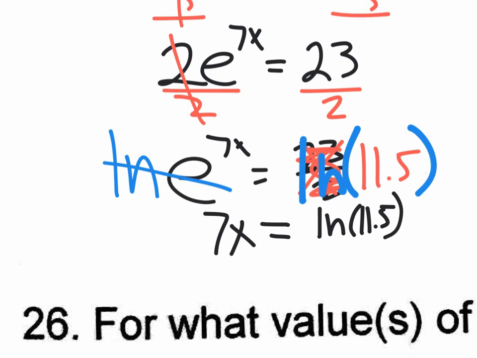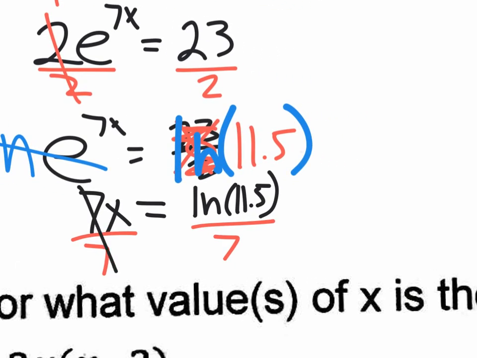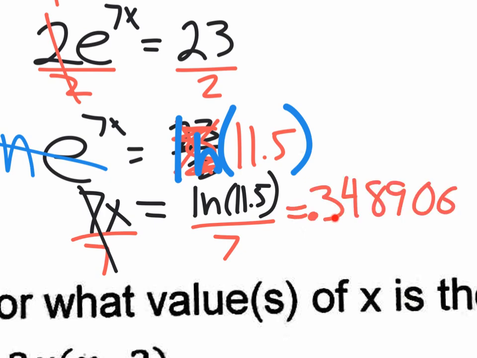Final step would be to divide by 7. And ladies and gentlemen, you do all this on a calculator, right? ln of 11.5, hit equal. That'll give you a decimal answer. And then divide by 7, that'll give you your final answer. And they want it to the nearest 10,000ths. This is tenths, hundredths, thousandths, 10,000ths. So we ignore the 0.6 at the very end. This is your final answer right there.